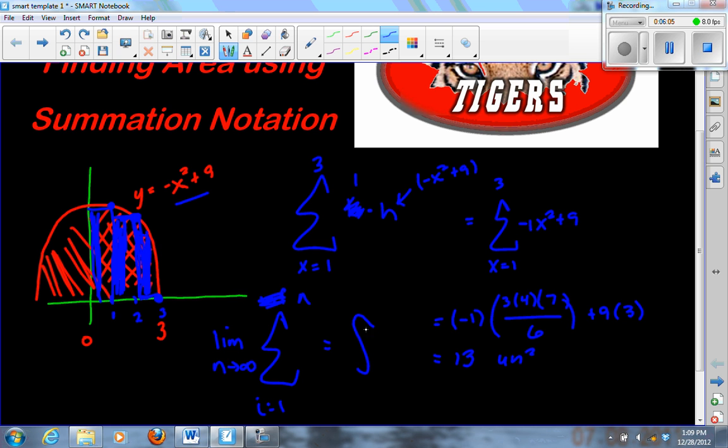This symbol right here is an integral symbol, and it tells you the exact area under this curve from A to B, or in this case from 0 to 3. So there are going to be videos later to show you how to do the area under a curve from A to B.